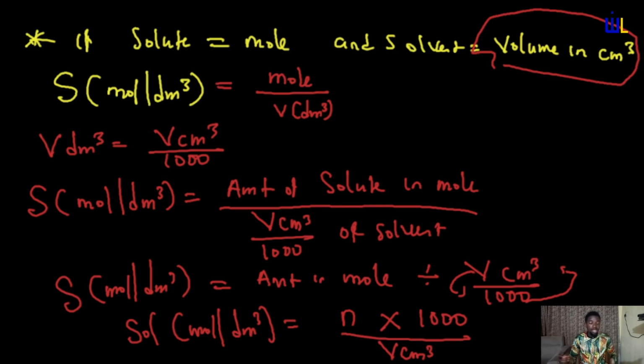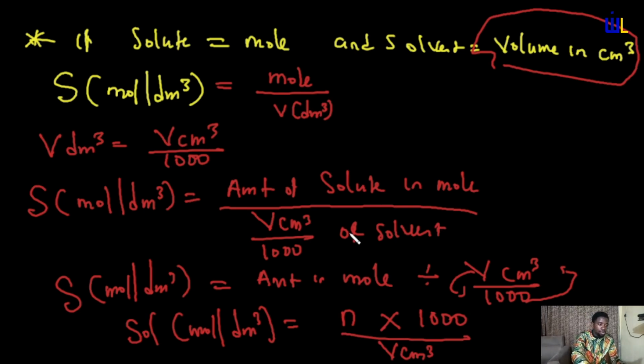Anytime you are asked to solve for solubility in mole per dm³ and you are given the solute in mole, but your volume is in cm³, instead of simply writing mole over volume in dm³, you rewrite it as number of moles divided by volume in cm³ times 1000. This would give you the equivalent to this. So let's try out a question that has to do with that.